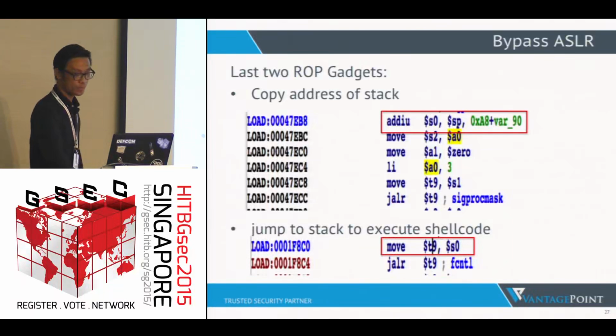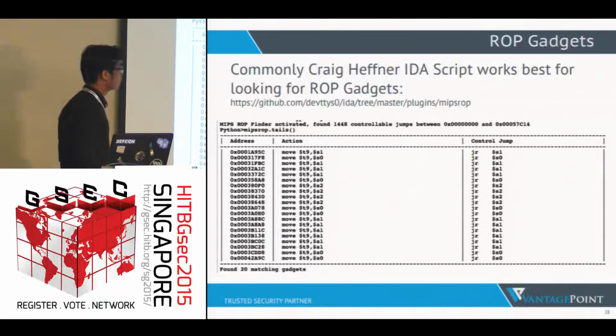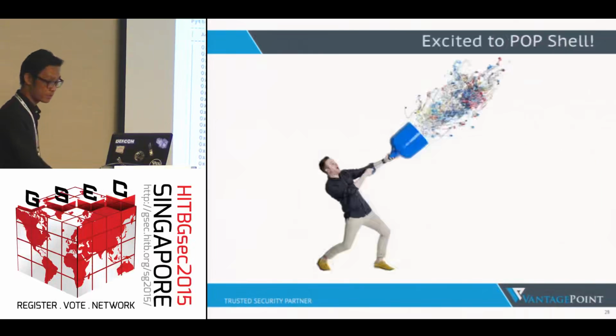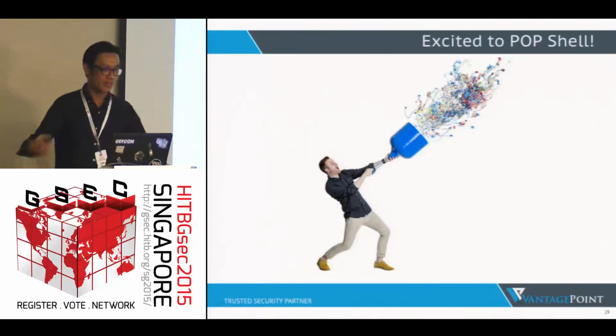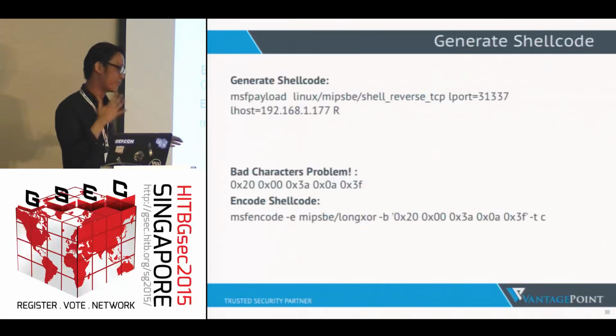Most commonly, I like to use Craig Heffner's tool. If you've written a MIPS exploit before, I'm sure you know this tool. It works very well for me to get ROP gadgets. So I'm very excited to pop my shell, right? I got my ROP gadgets ready. Then I want to find the easiest way, my very first time, to pop a shell. I don't want to write my own shellcode, right?